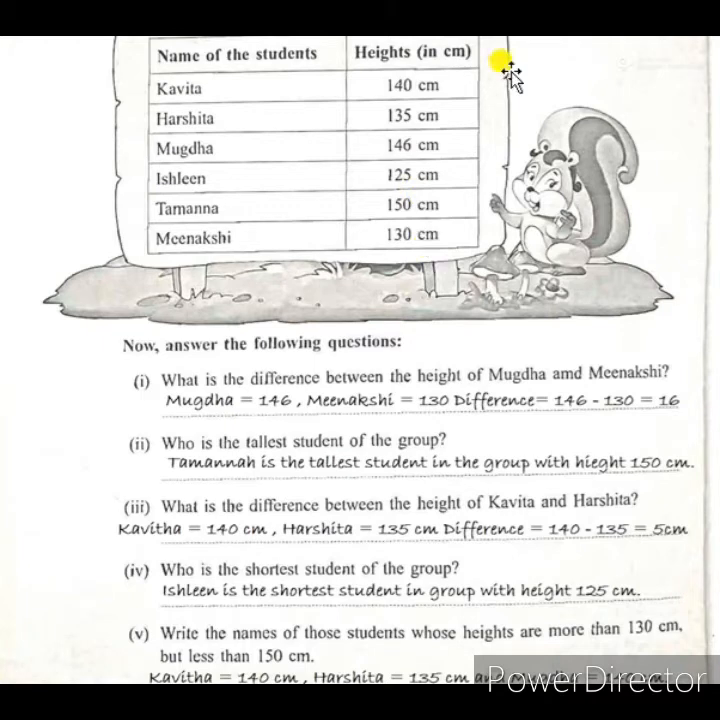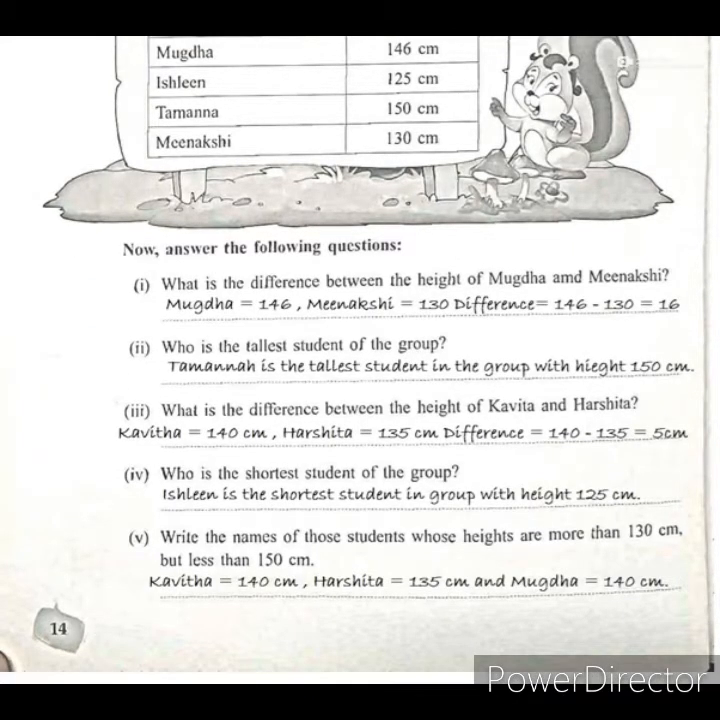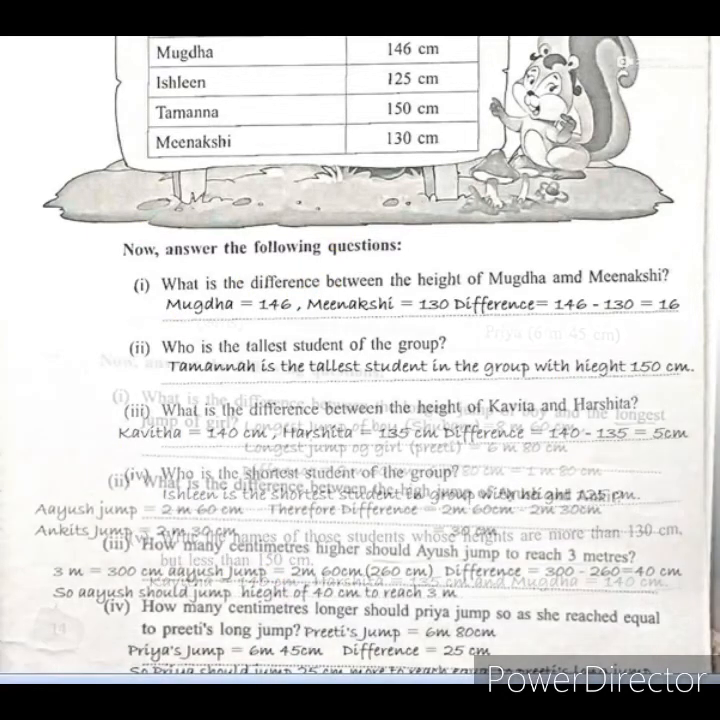So which are the names we have to write here as answer? Kavita, Harshita and Mugdha are the three students whose heights are more than 130 and less than 150 centimeter. So we have completed this page number 14. Now we will move to the page number 15.